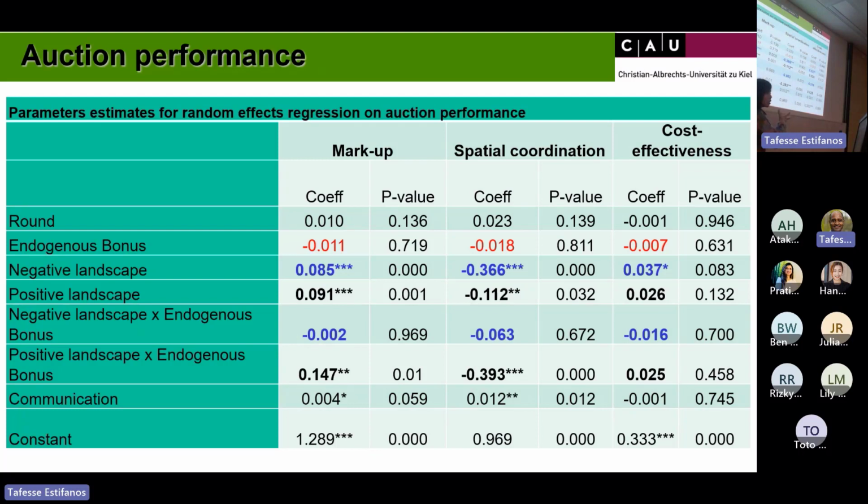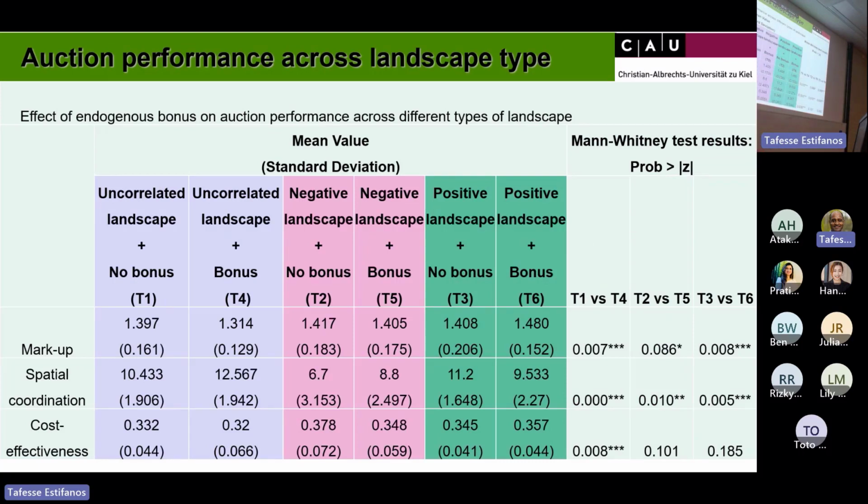Okay, now we know the directions. It seems that it attenuates the rank-seeking rate in the negative landscape type, but it enhances it in the positive landscape type. We know the directions, but to what extent does this endogenous bonus affect individual bidding behavior? We then look at the data more closely in each type of landscape. Now we run a Mann-Whitney U test. This test compares the differences in means of markup rate, spatial coordination, and cost effectiveness, looking at each type of landscape in the absence and presence of the bonus.